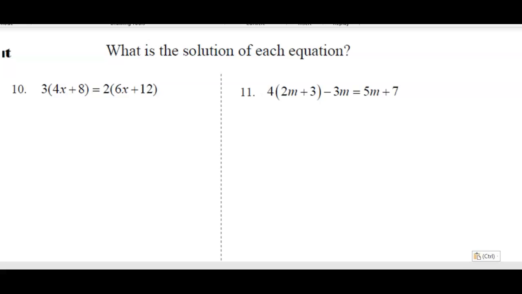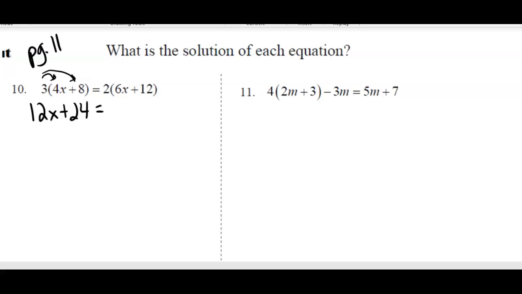Okay, so this is on page 11 of your note packet that's posted in our Google Classroom since the beginning of the chapter. And it says, what is the solution to each equation? All right, so let me simplify this for starters. I'm going to do my distributive property here. I have 3 times 4x, and that equals 12x. And 3 times 8 equals 24.